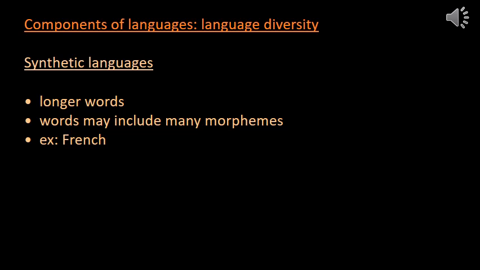At the center of this spectrum, we have what we call synthetic languages. Synthetic languages have longer words that may include many morphemes. Some words will still include one morpheme, but it's possible to have many morphemes, two, three, four, in one word. A good example is French. Spanish, Italian, Latin languages are synthetic.